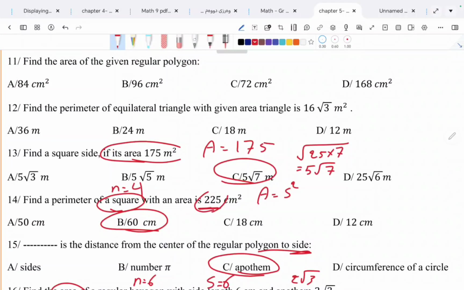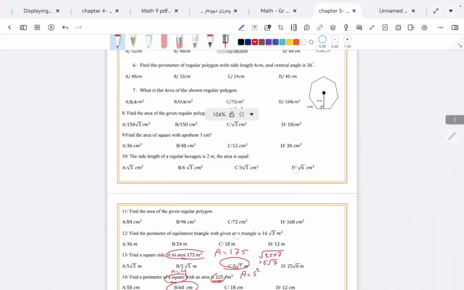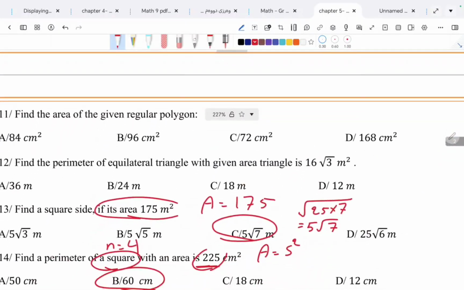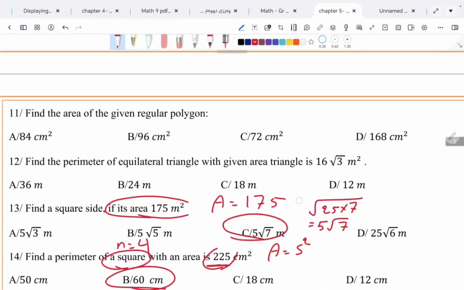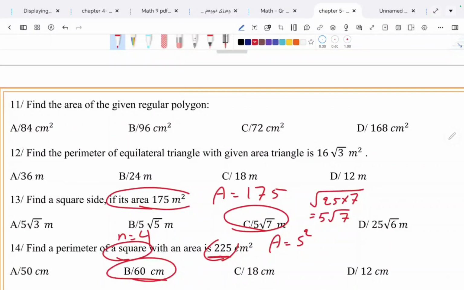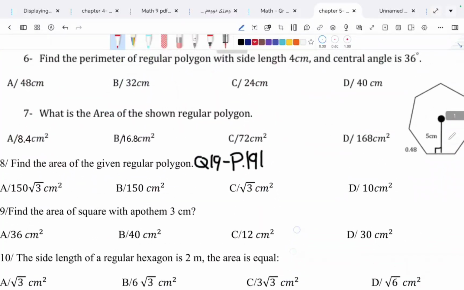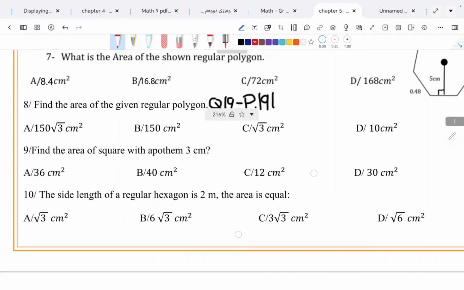Question 12. Okay, they ask for what? Find the perimeter of an equilateral triangle with area 16 square root of 3. We did it. This is question 34 in the book. I explain it in this video. Question 11 is just like question 7.